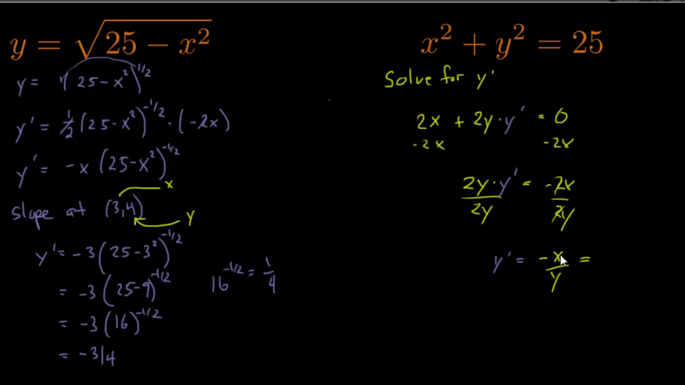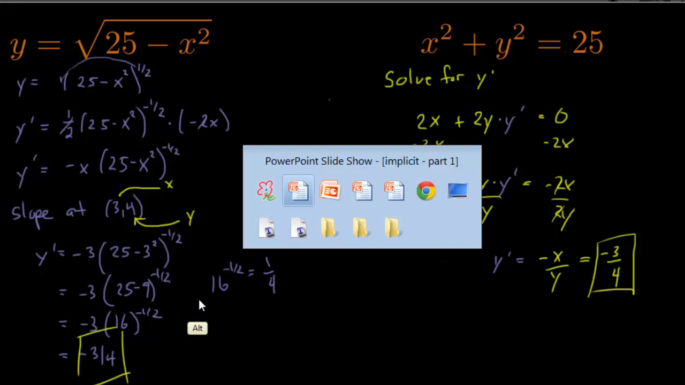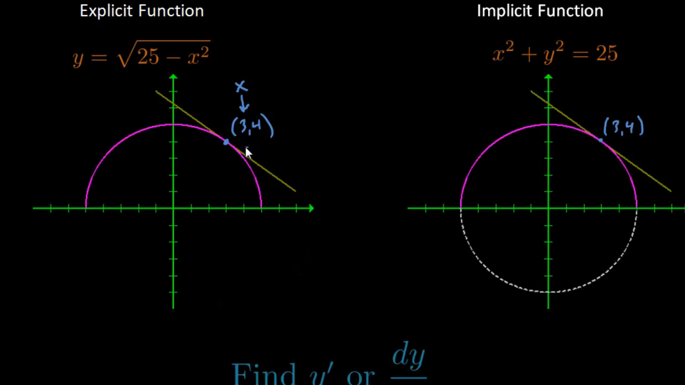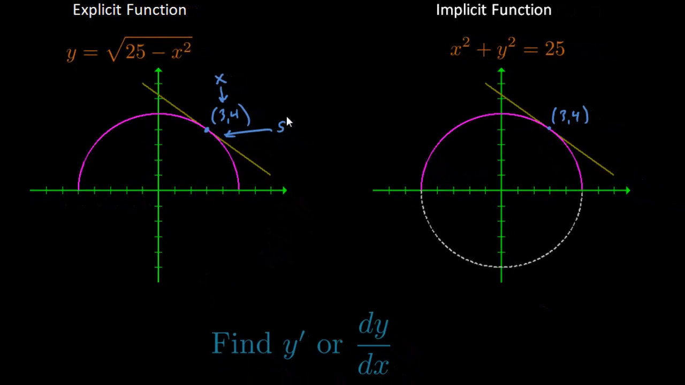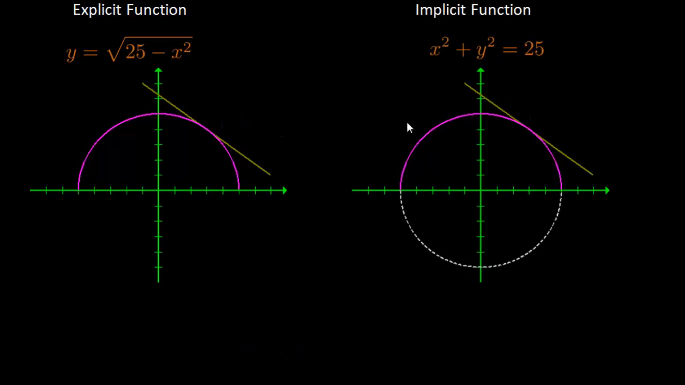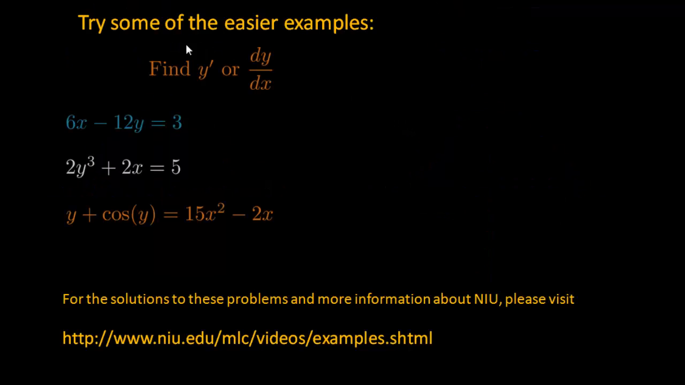So when I plug in x is 3 and y is 4, I get negative 3/4, which is exactly what we get when I do it with the explicit differentiation. So my slope here is negative 3/4. And we did it both ways. All right, so here's some of the easier examples. What I want you to do is solve for y prime by differentiating all the terms.